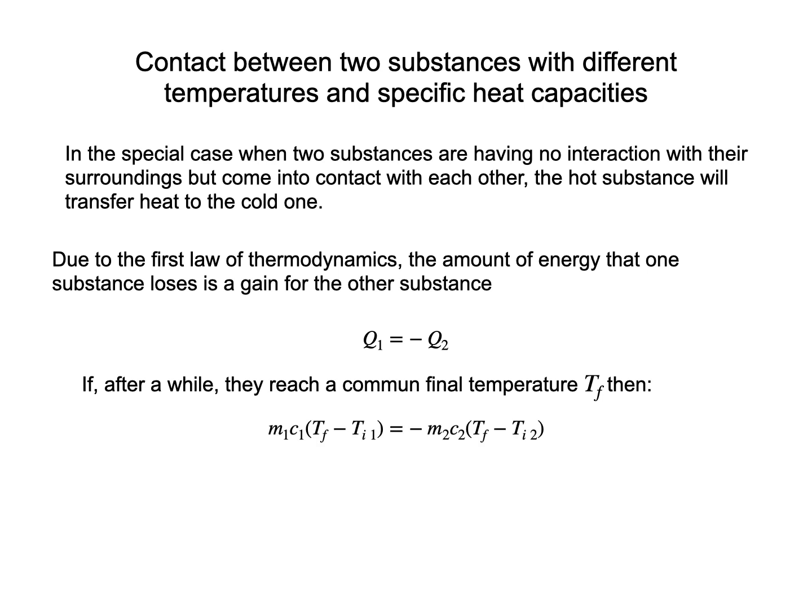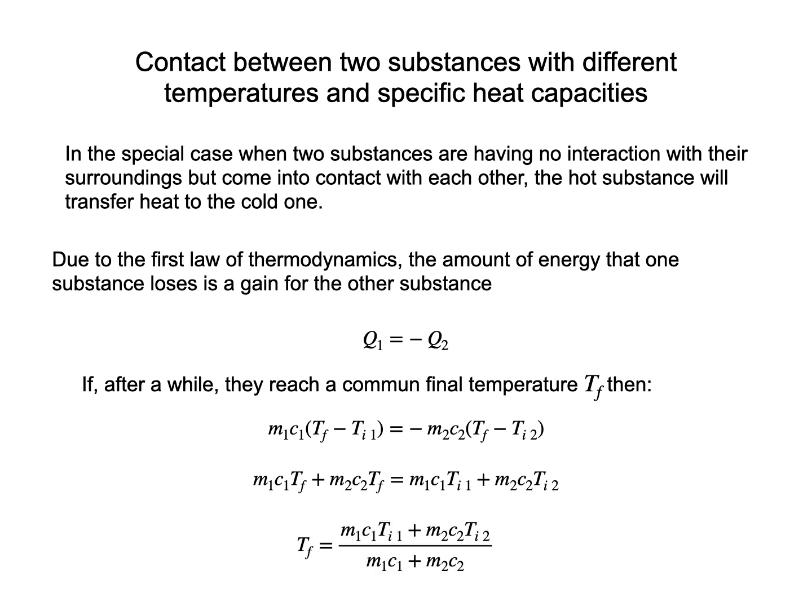Collecting all the terms with Tf on the left-hand side and all the terms without Tf on the right-hand side gives this. Factoring out Tf and isolating it on the left-hand side of the equation leads eventually to this expression. This is the weighted average of the two initial temperatures.